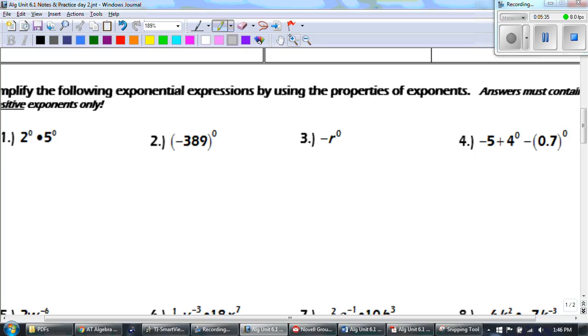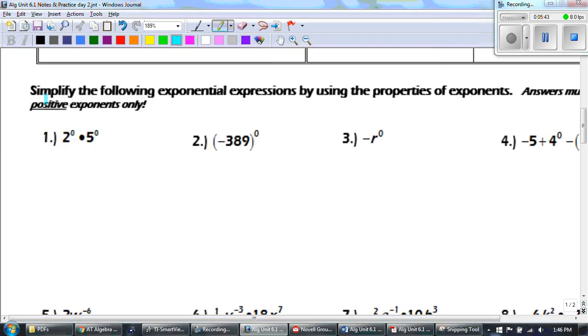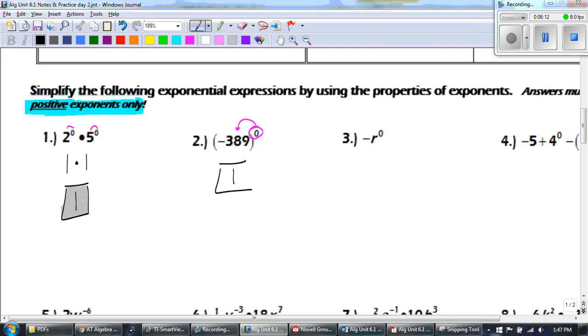So we're going to simplify the following expressions by using the properties of exponents. And remember, we can only have positive exponents in our answer. Okay, so my exponent 0, the base turns into 1. 1 times 1 is 1. Exponent 0, my base turns into 1. Doesn't matter what it is.